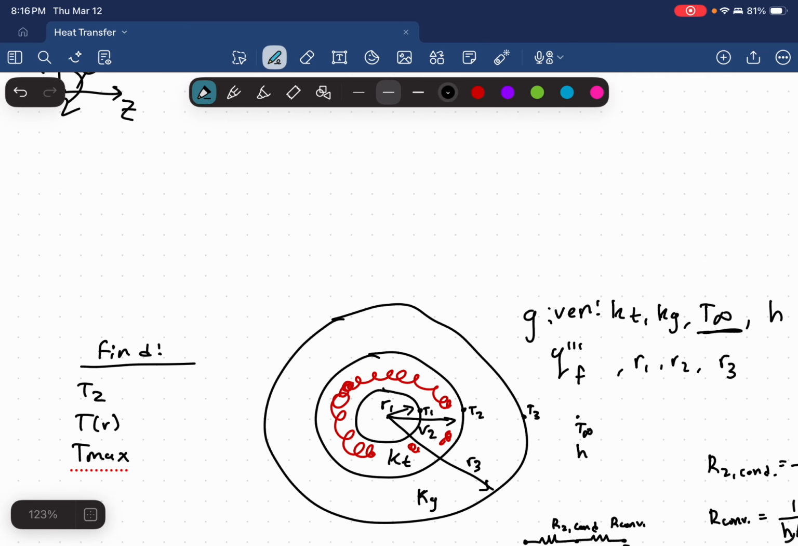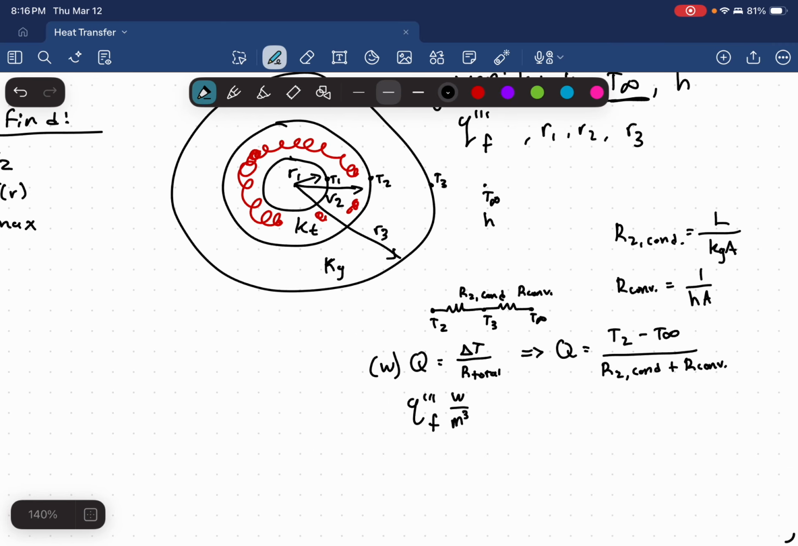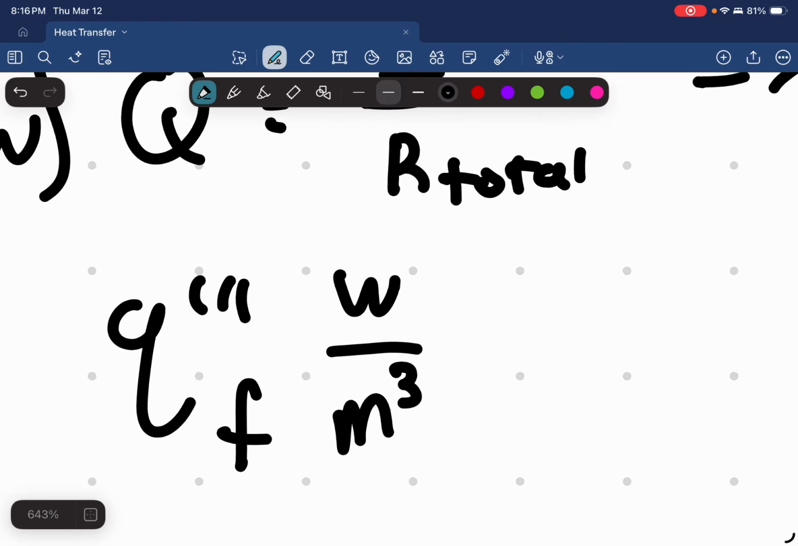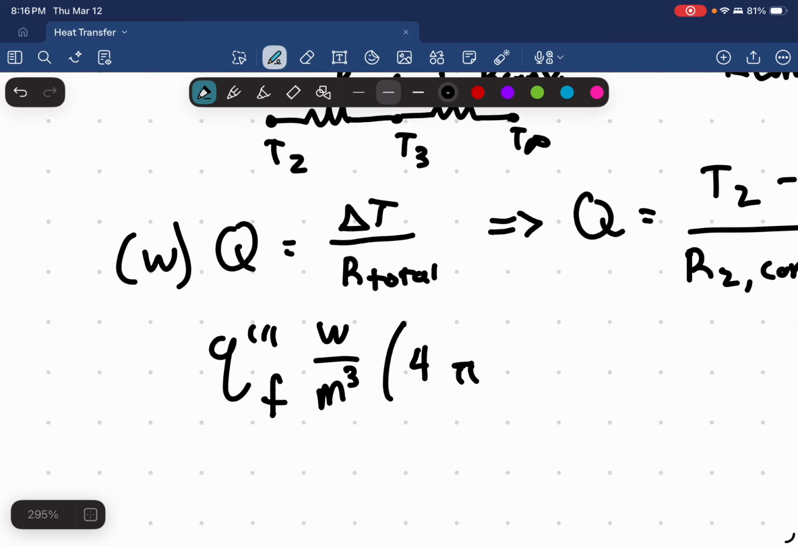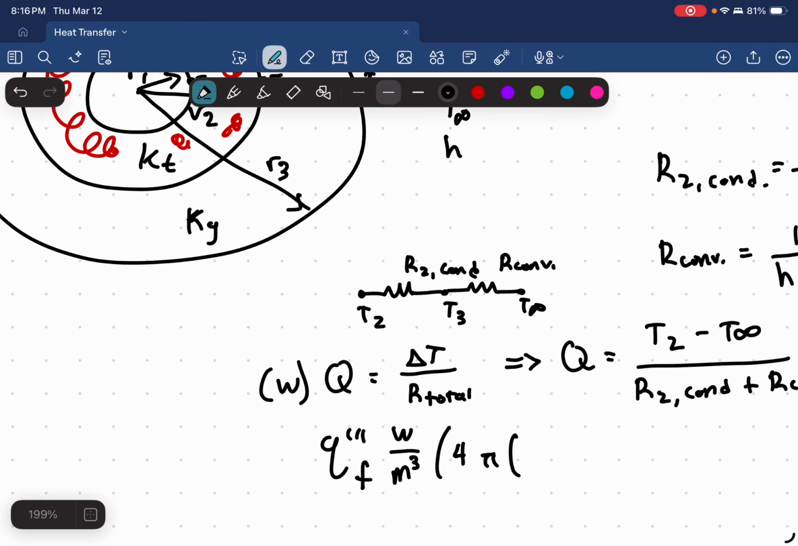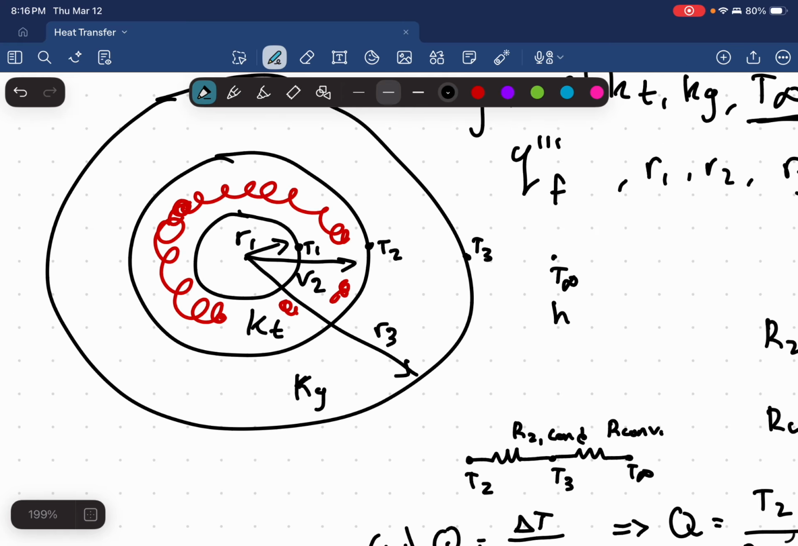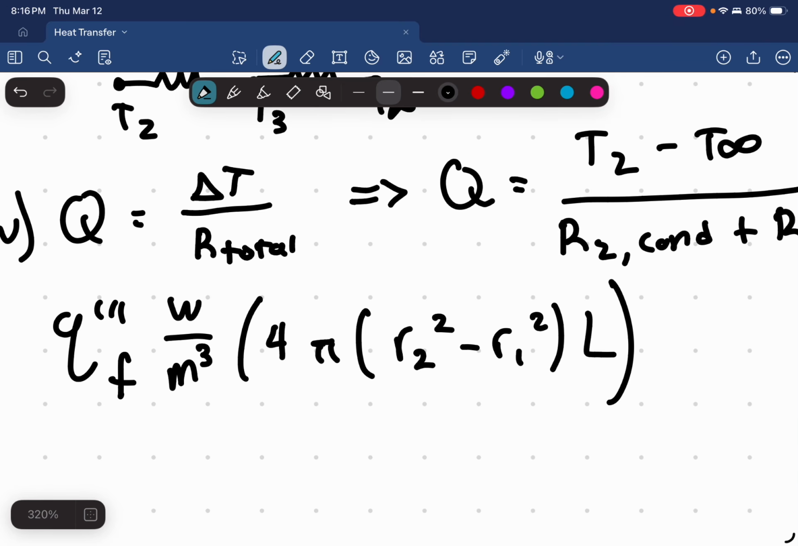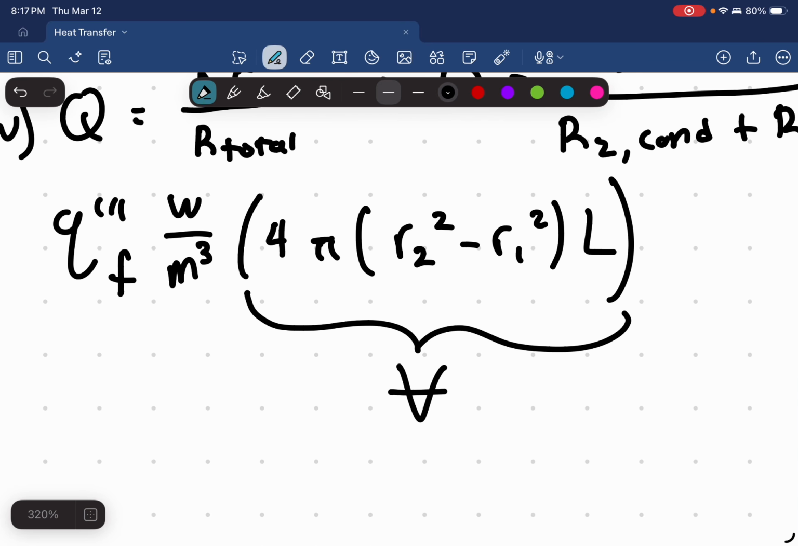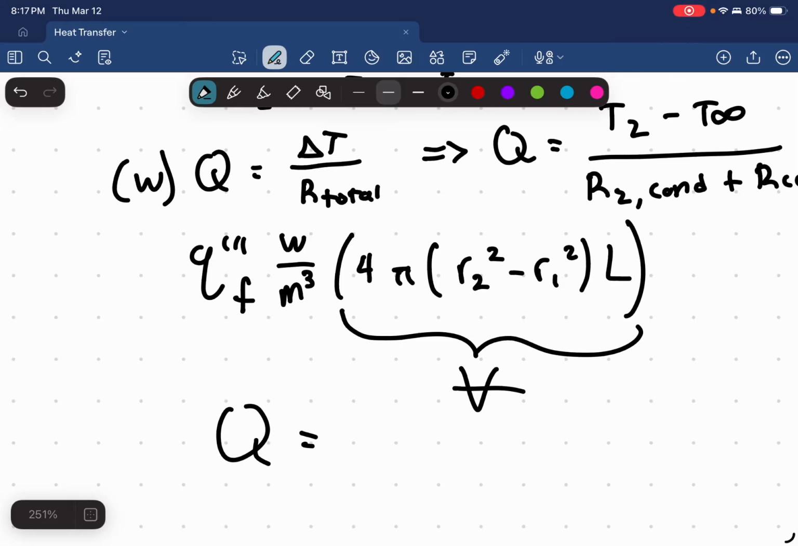This one is going to be cylindrical. So the volume of a cylinder is going to be 4 pi, and then the heat rate at which this happens is in between R1 and R2. So we have to do R2 squared minus R1 squared, and then L. This right here is our volume. So our heat rate is going to be the Q triple prime times volume.